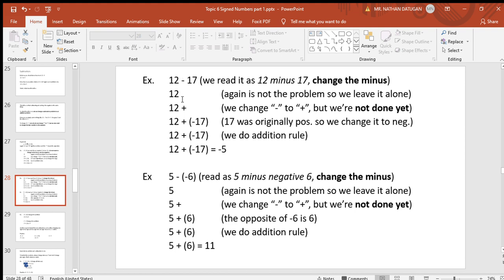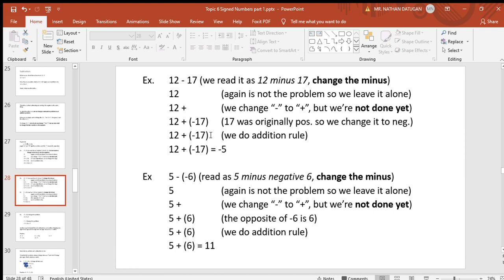The minus becomes plus, and 17 becomes the opposite of itself. In this case, it's going to be negative 17. Now we have 12 plus negative 17. And now we're going to do the addition rule.